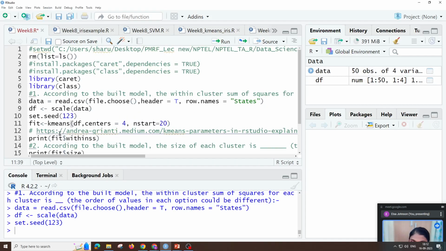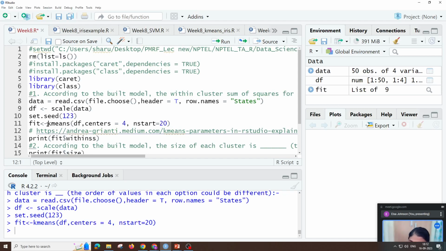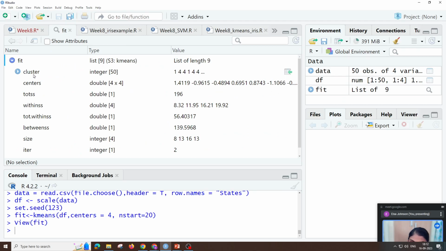Okay, so we'll fit the data. fit equal to kmeans of df, centers equal to 4, nstart equal to 20. Fit right now has the k-means clustered values. If you take fit, you can see the cluster centers and many other data given.